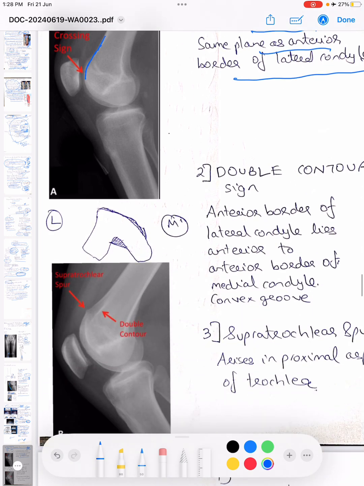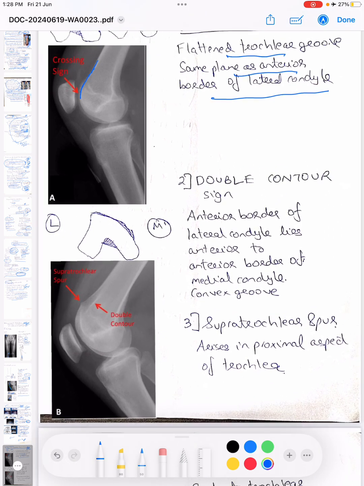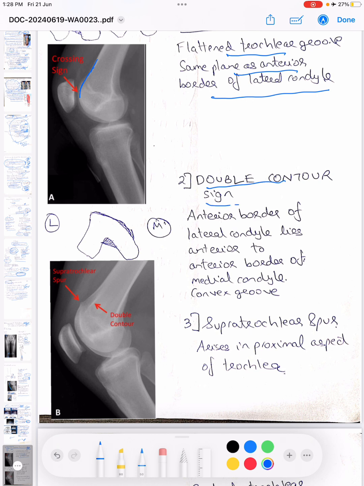The second sign of trochlear dysplasia is the double contour sign. This is very important. So what is the double contour sign? Whenever there is medial femoral condyle hypoplasia, as you can see, the anterior border of the lateral condyle lies much anterior to the anterior border of the medial condyle of the femur. So you get a convex groove.